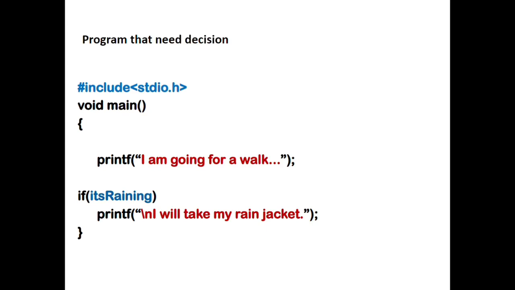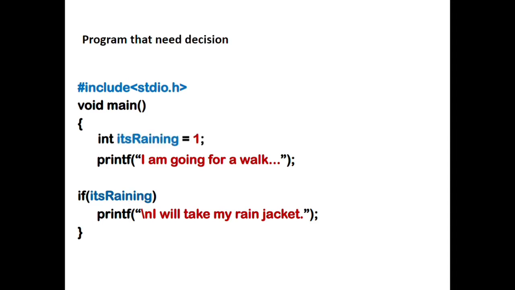So the same program, we are trying to convert it into decision making. So the earlier program will now turn into this, where we have the void main, printf, I'm going for a walk. If it's raining, so the condition is there. If that is true, then printf, I'll take my rain jacket. So this is how you have to use the simple if statement.